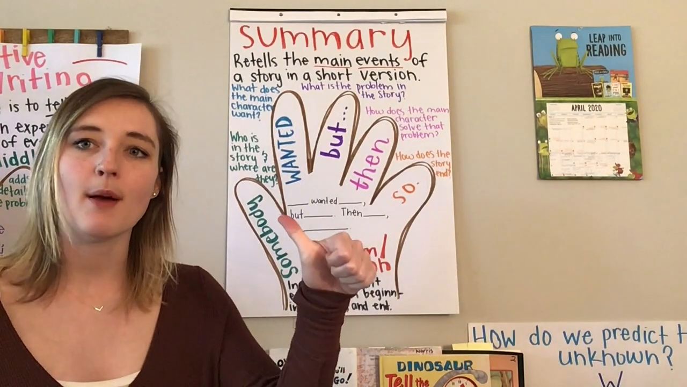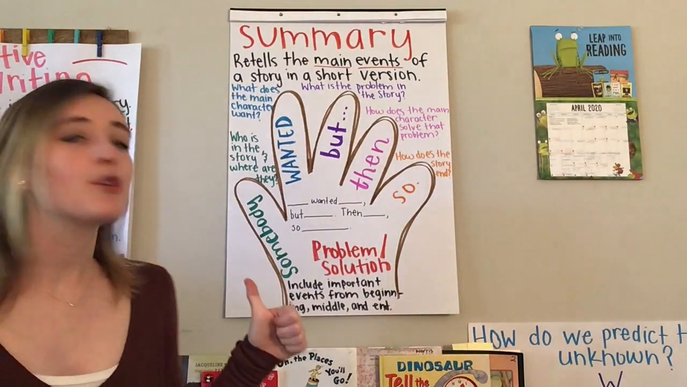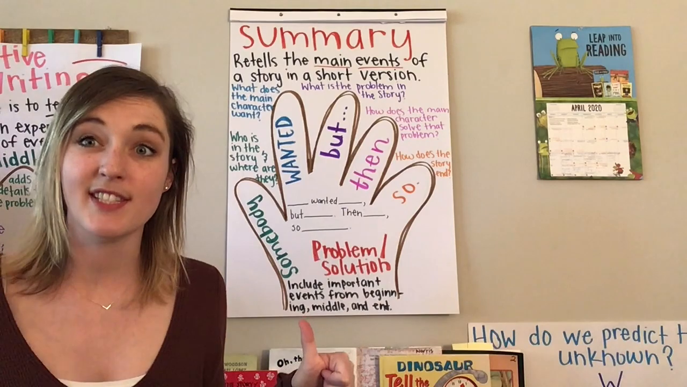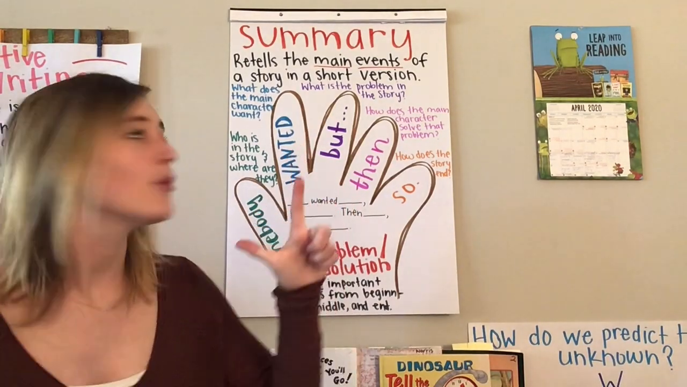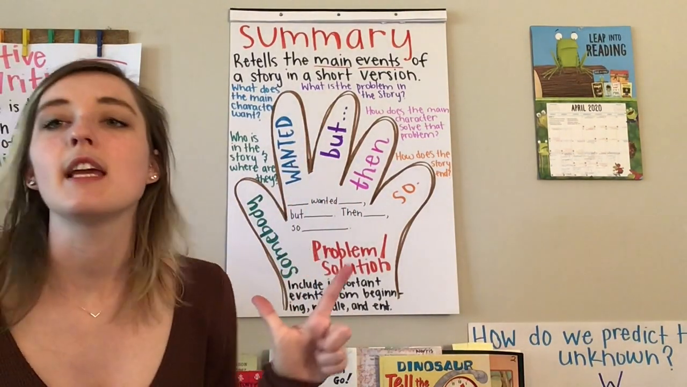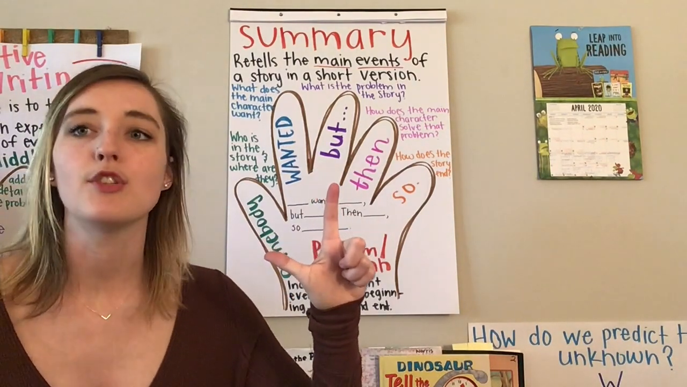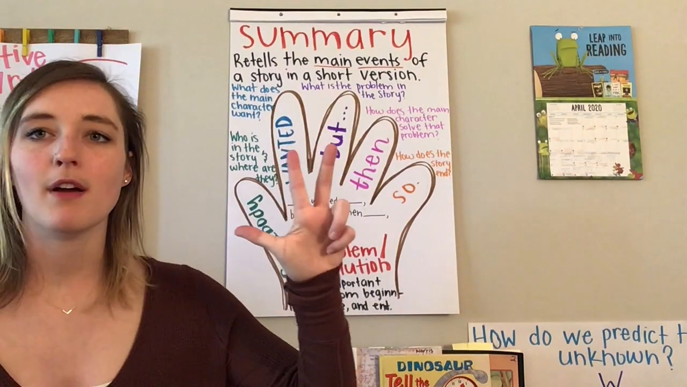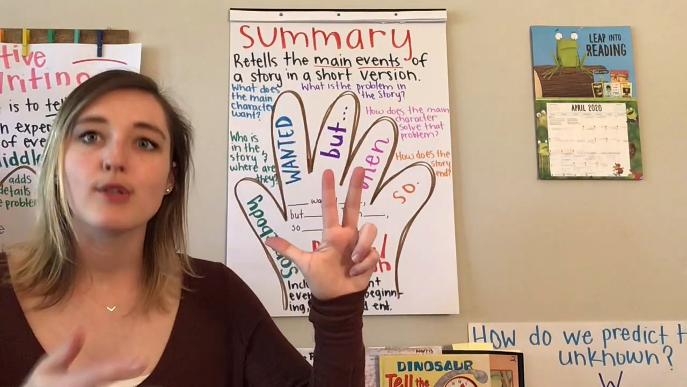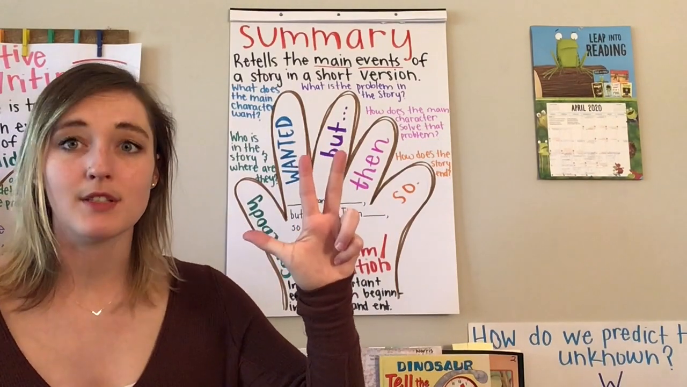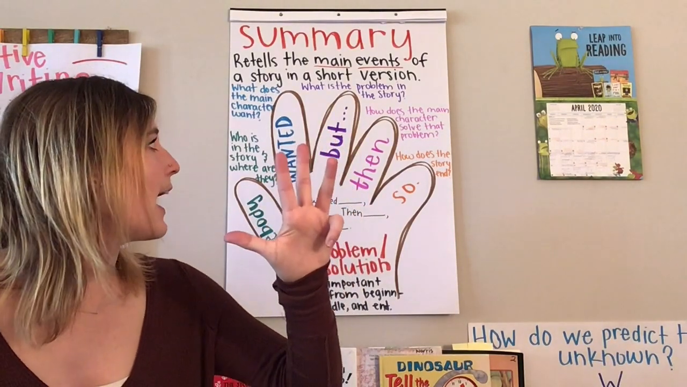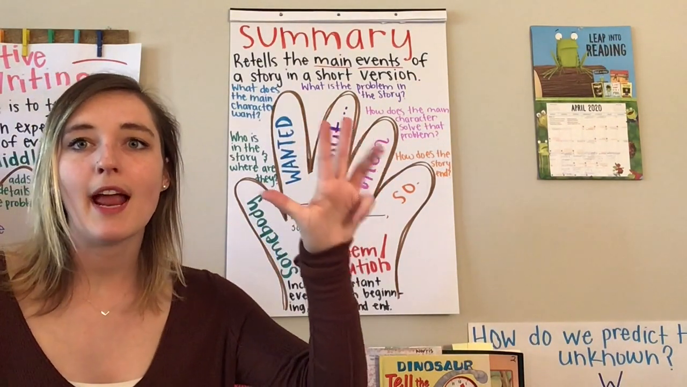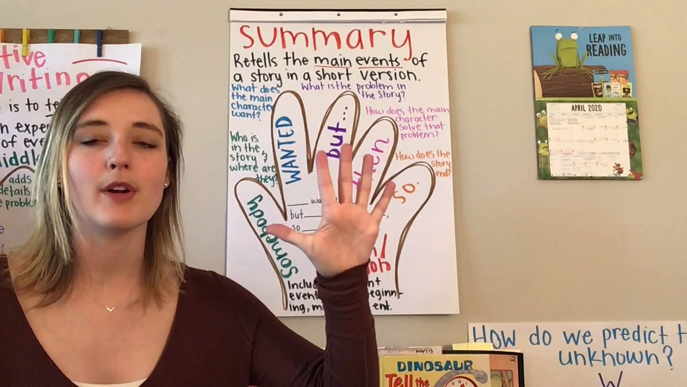So the first one, the thumb, is somebody. Who is the story about and where does it take place? So you need to identify the characters and the setting. Wanted is number 2, and what does the character want, or what is the character doing in the story? But is what is the problem of the story? So usually a story introduces a problem that the character needs to solve. Then is how does the character solve the problem? So the solution to the story, and so is how does the story end?